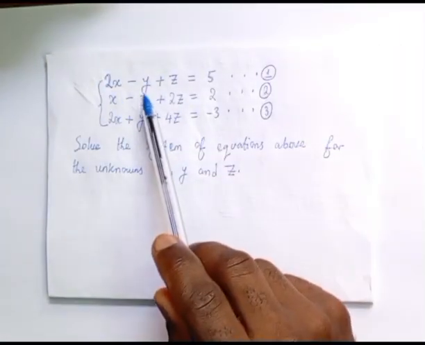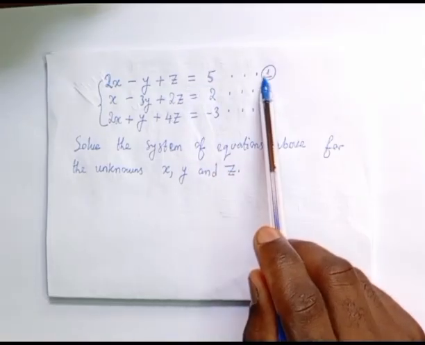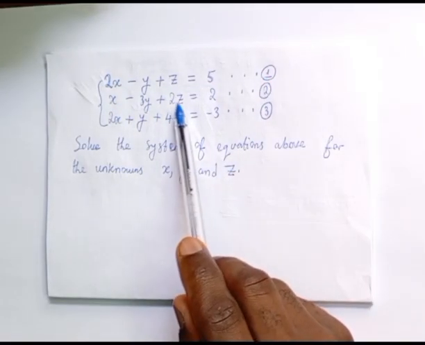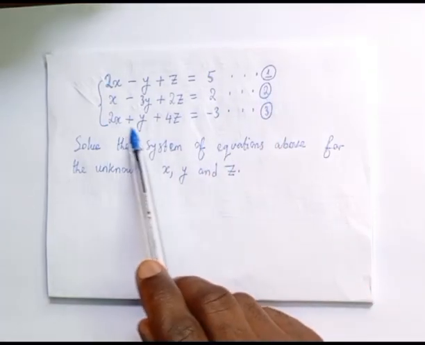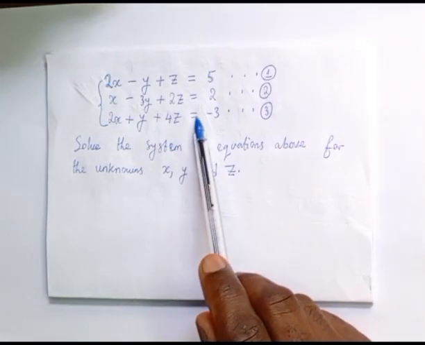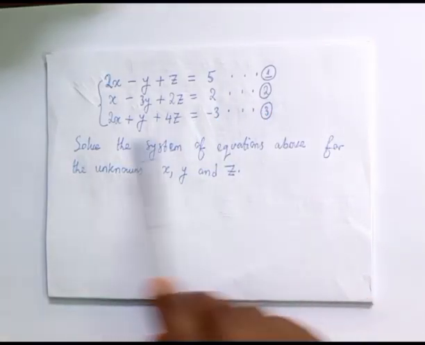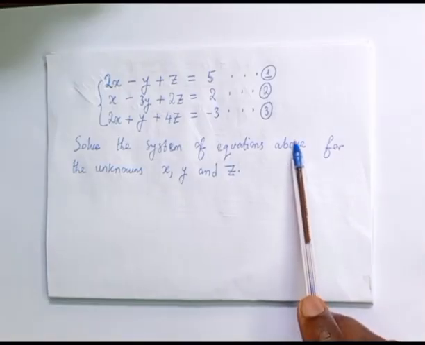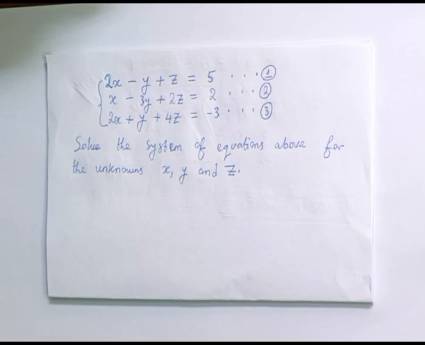2x minus y plus z is equal to 5. This is equation 1. x minus 3y plus 2z is equal to 2. Equation 2. 2x plus y plus 4z is equal to negative 3. This is equation 3. Solve the system of equations above for the unknowns x, y, and z.